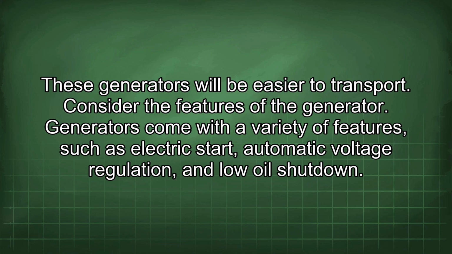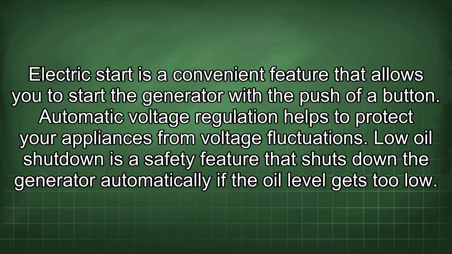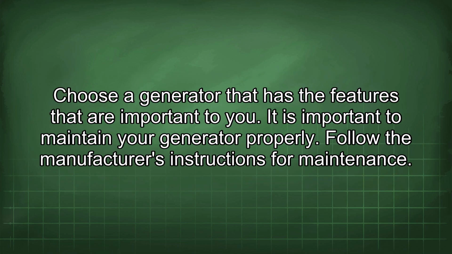Consider the features of the generator. Generators come with a variety of features, such as electric start, automatic voltage regulation, and low oil shutdown. Electric start is a convenient feature that allows you to start the generator with the push of a button. Automatic voltage regulation helps to protect your appliances from voltage fluctuations. Low oil shutdown is a safety feature that shuts down the generator automatically if the oil level gets too low. Choose a generator that has the features that are important to you.